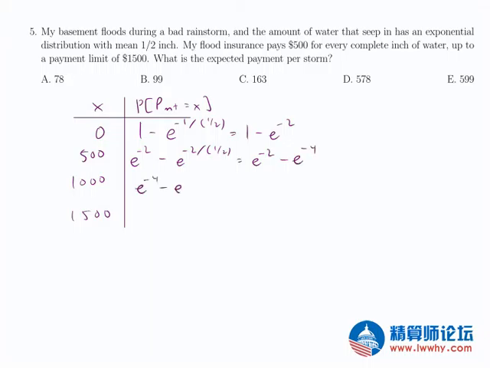Likewise, my other probabilities are e to the negative fourth minus e to the negative sixth. And I have a probability of e to the negative sixth of having a payment of 1,500 because I had a flood of 3 or more inches. What does that mean for my final answer?